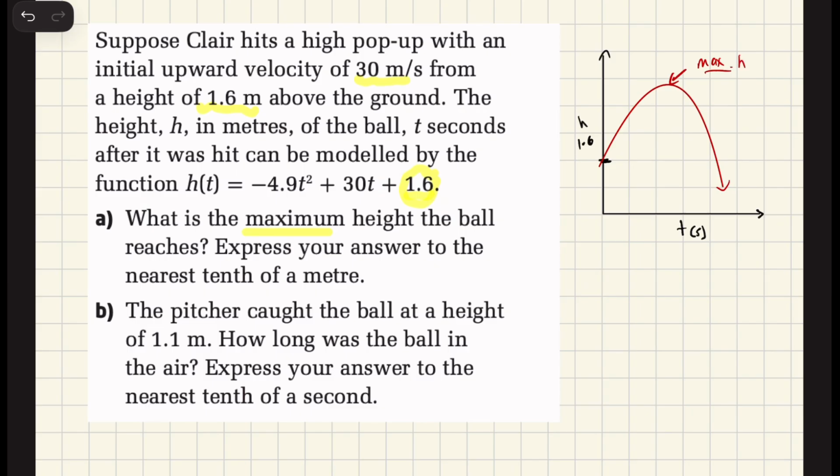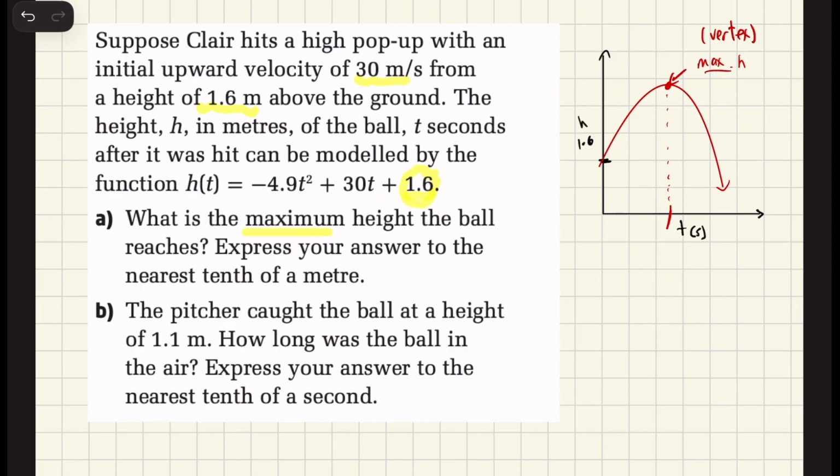And in quadratic terms, again, that's the vertex. So what we're really looking for is this point over here. We want to figure out what the max height is, so the y coordinate of the vertex. And if we can figure out what the x coordinate is when it reaches that max height, then we'll be able to find the max height.